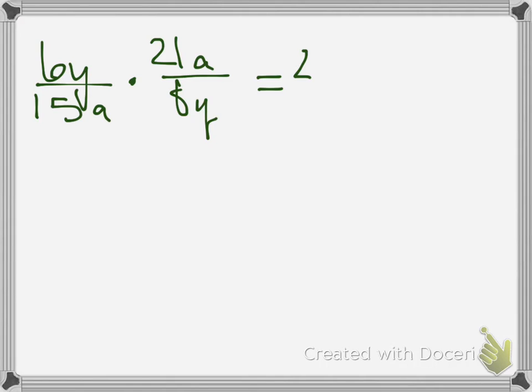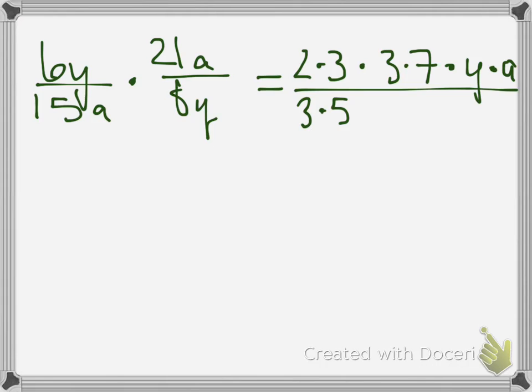All right, 6 is 2 times 3. 21 is 3 times 7. And then I have a Y and an A. And I don't care about the order of the letters or the variables, just put them there. 15 is 5 times 3, or 3 times 5. And 8 is 2 times 2 times 2.